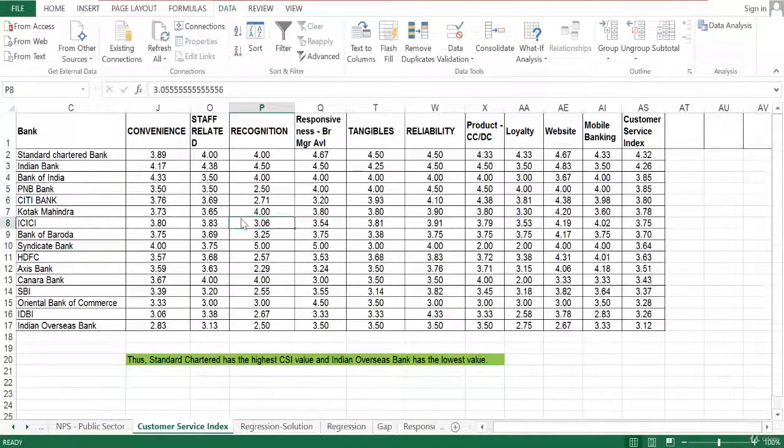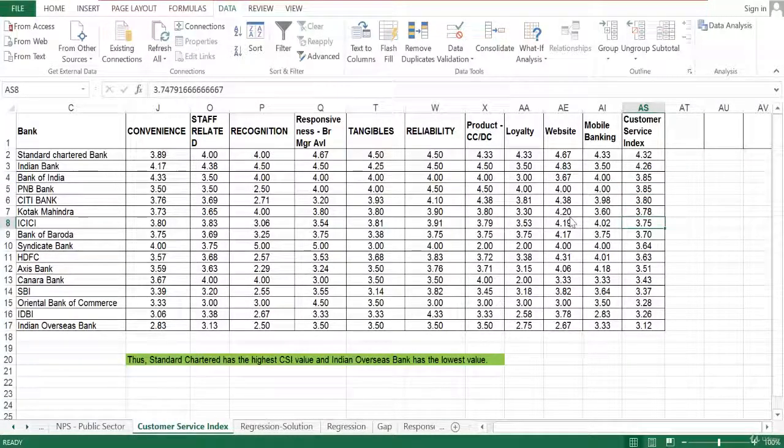In the next set of analysis, we are trying to see what the customer service index is. As we saw, the customer service index is nothing but the average of all these variables. We have listed all the banks for which we received responses. For Standard Chartered, the customer service index is 4.32. For Indian Bank it is 4.26, then 3.8. For the next set, Bank of India and PNB, it is 3.85, and so on.